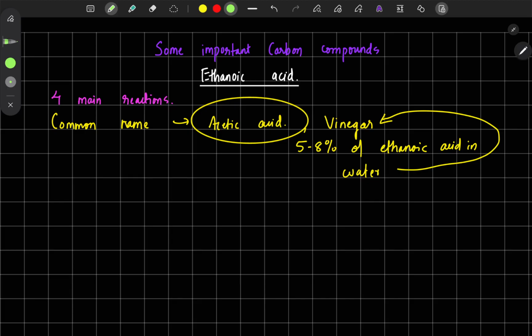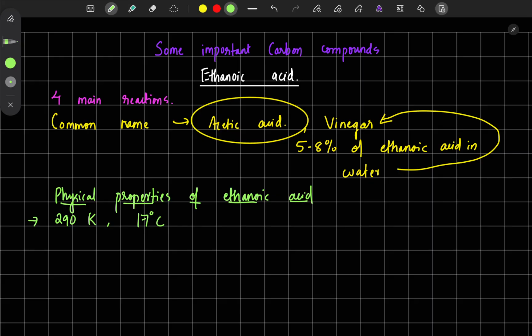Now let us talk about the physical properties of ethanoic acid. When we are talking about physical properties, we can say about melting point. So the melting point is around 290 Kelvin. Okay, so it's like 17 degrees Celsius. So at 17 degrees Celsius, it will melt. If it is below 17 degrees, it will freeze.